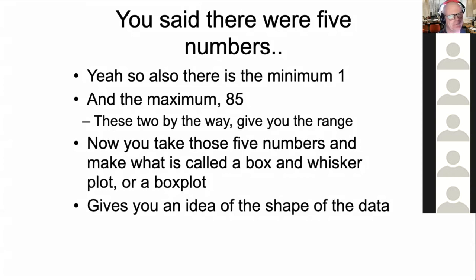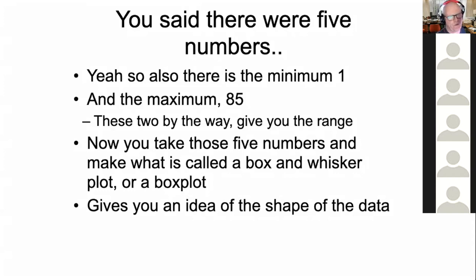Well, there's 5 numbers. The minimum is 1 and the maximum is 85, which gives you the range, which you might report as either 84, 85 minus 1, or 1 to 85. 1 to 85 is probably better because it still tells you what the minimum and the maximum are.